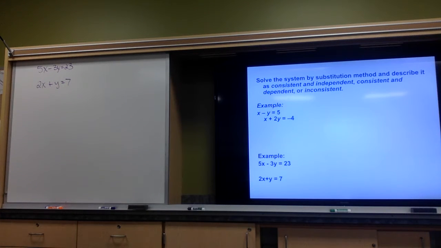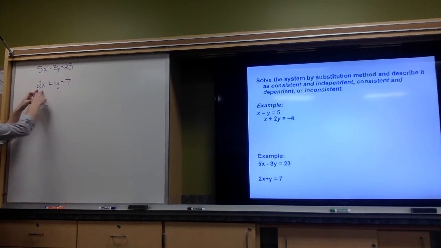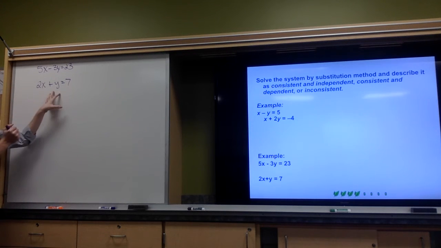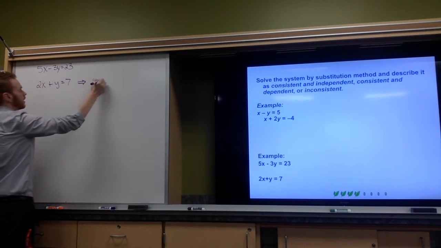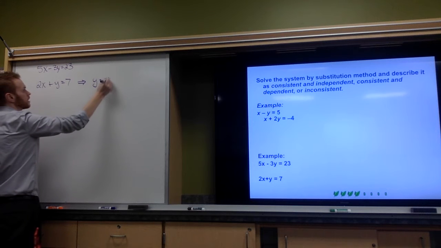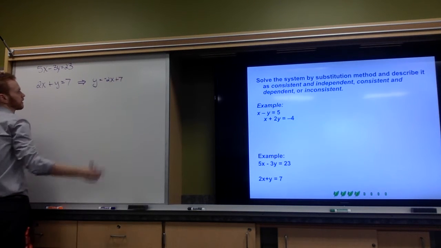Okay. So we're going to do this by substitution method. So I've got to solve for a variable, and I think this one's calling my name because if I take 2x over to the other side, y is solved, right? And I can use that to plug it into this guy. So that's what I'm going to do. I'm going to draw an arrow, and I'm going to say y equals -2x plus 7.